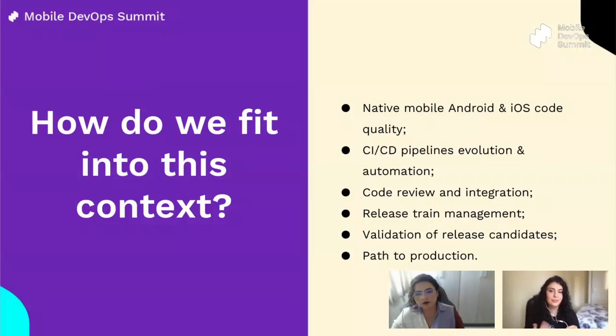Okay, so given the team's context, System Team fits into it by supporting native mobile code quality, by following up CI and CD pipelines daily, and by maintaining and creating new automations in case it is necessary. By code reviewing, focused on quality, not on business rules, as System Team do not have visibility of them, and in case the pull request is approved, by integrating this code into the main development branch. System team also takes care of the release train, as Aline said, and validates release candidates for critical paths, and does other processes related to path to production, such as App Store review, app rollout, and so on.